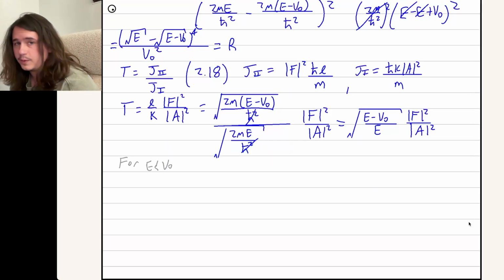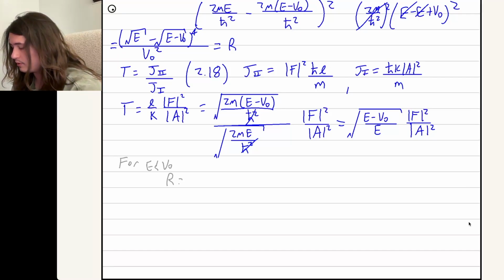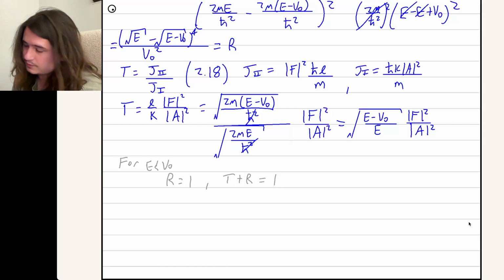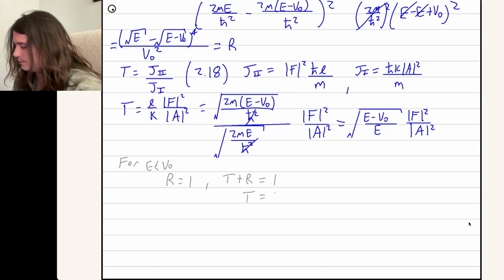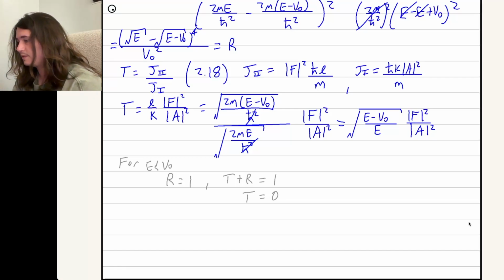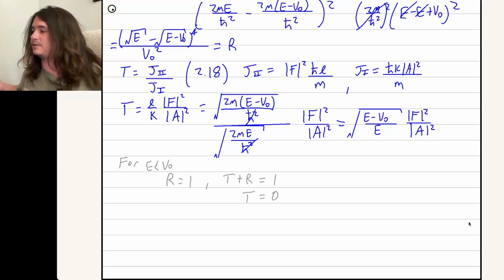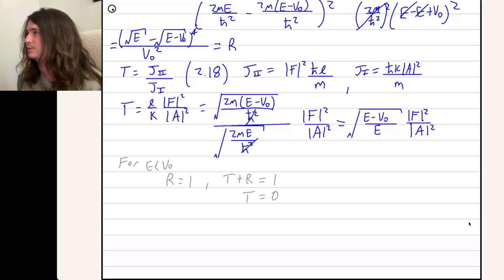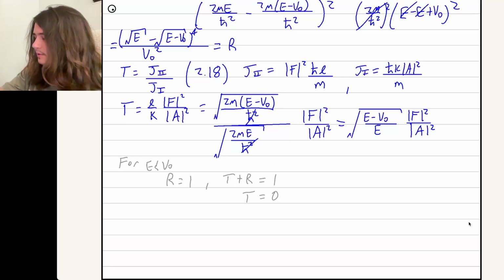And since we found that the reflection coefficient is 1, and we have this fundamental equation, which is based on normalization, that T plus R equals 1, we can surmise that T equals 0 for E less than V naught. Which again doesn't mean that the wave function doesn't exist on the other side of the barrier. It just means that when you observe it, you're never going to observe the particle on the other side of the barrier, because there's no probability of transmission.